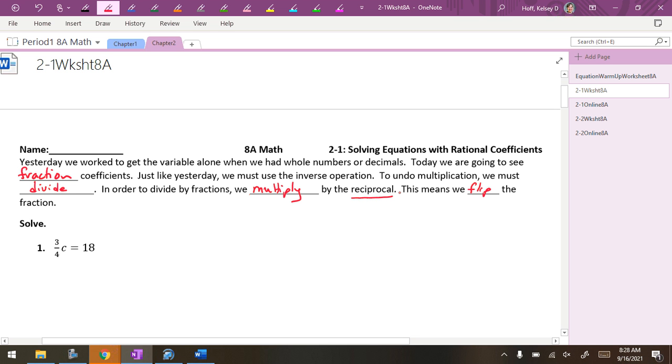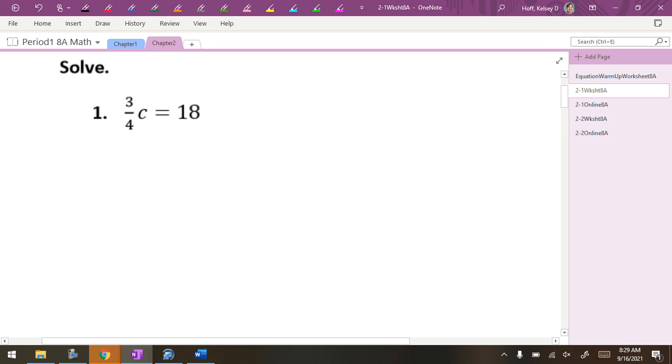Perfect. I was just going to say that. Keep, change, flip. Okay? One of the questions Ms. Hoff's going to ask over and over today is, what is the coefficient? And the coefficient is the number in front of the variable. So be ready when I ask you that. Flip, F-L-I-P. Flip it. Okay, so we go to number 1.